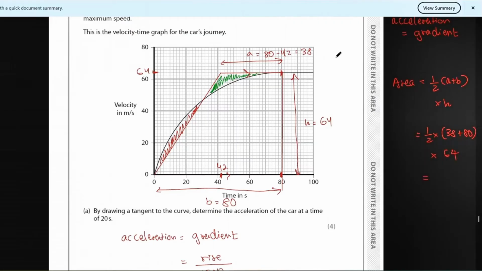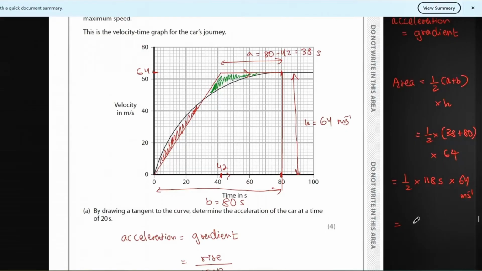A is measured in seconds, B is measured in seconds, h is measured in meters per second. So this becomes half times 118. Since A and B are measurements of time, they are seconds, 118 seconds, times 64, which is velocity, meters per second. If we multiply meters per second with seconds, the seconds cancel. We're just left with meters. So that's how we get distance from this.